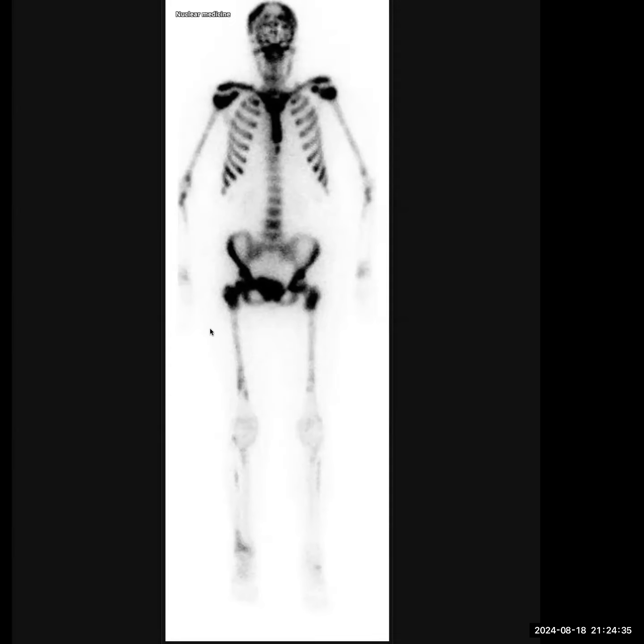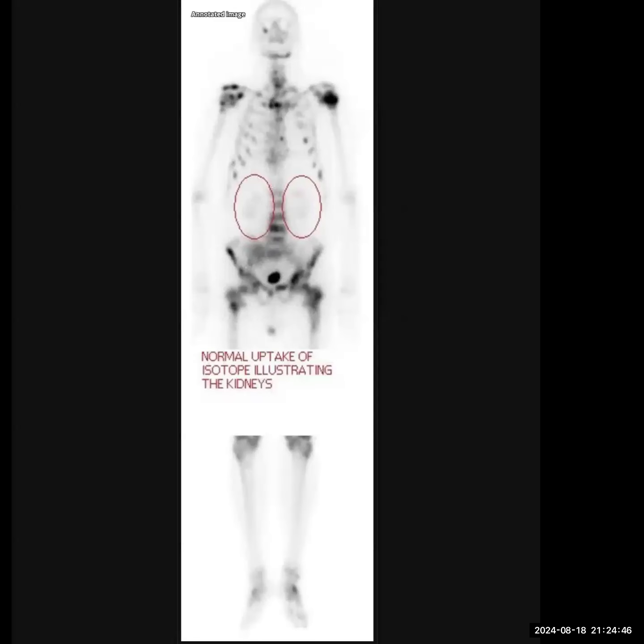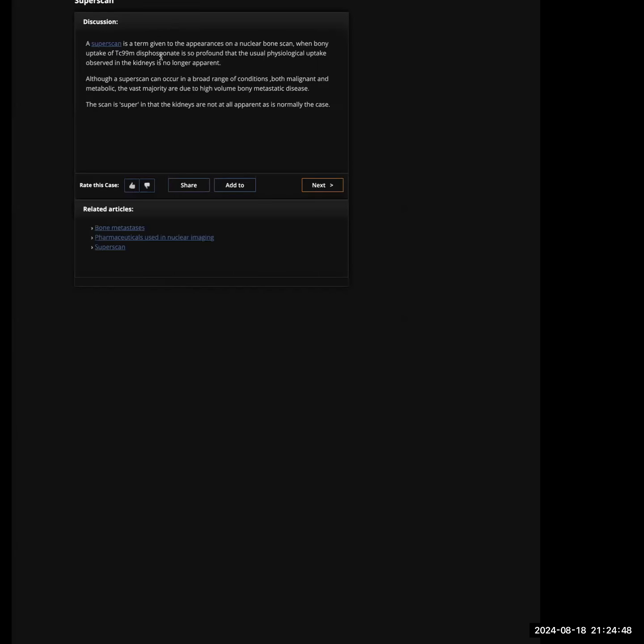A metabolic superscan, due to anything really, you see a more even distribution of the uptake involving the mid and distal parts of the appendicular skeleton as well. If you look at the pathology here, I believe, what was the cause? They haven't mentioned the cause, but this was a metastatic superscan.